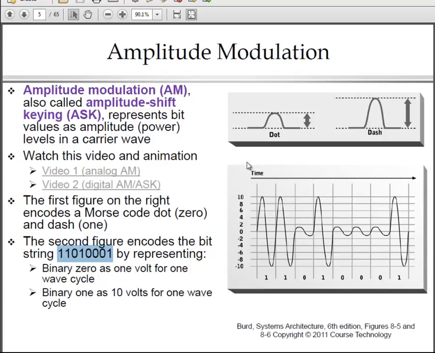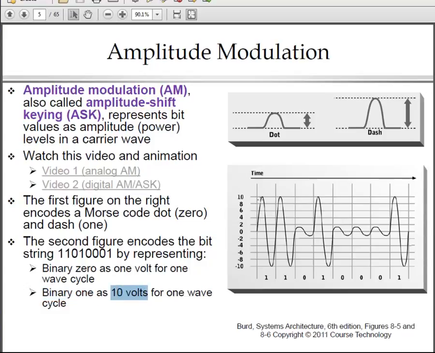So if we think of a dot as a 0 and a dash as a 1, here's a byte containing 8-bit values. Here's a carrier wave moving through over time, and what I'm doing is varying the amplitude to represent ones and zeros. A binary 0 I'm going to represent as 1 volt held for 1 wave cycle, one full 360-degree movement. A binary 1 I'm going to represent as 10 volts for 1 wave cycle.